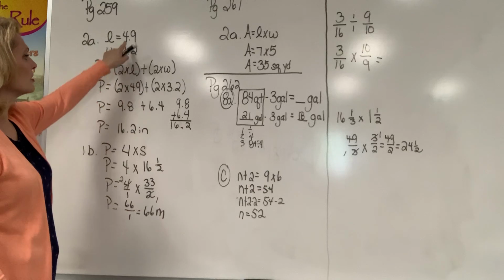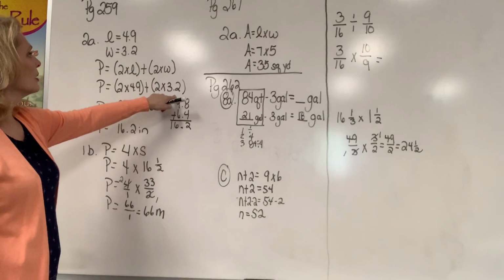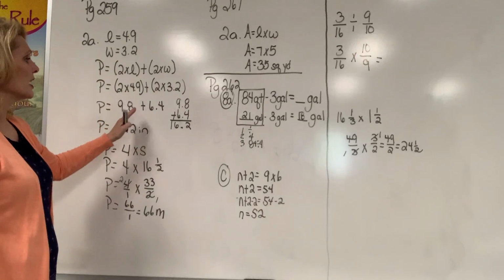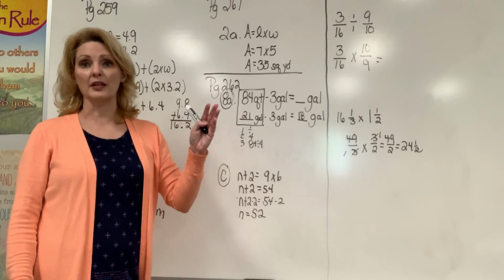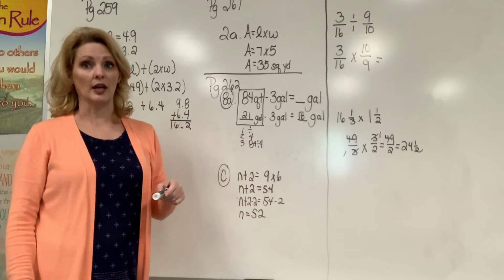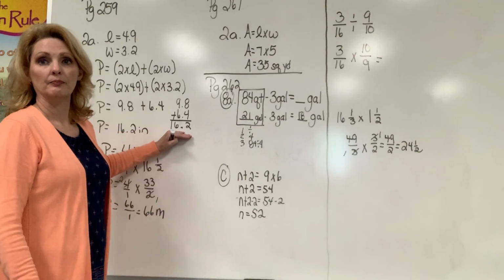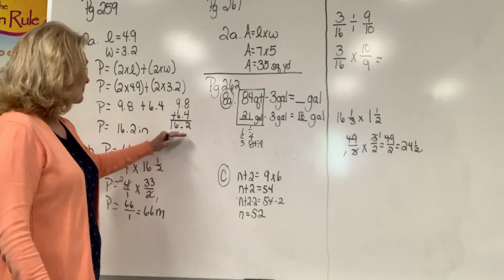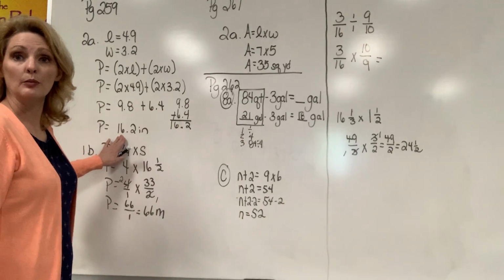Wherever the L is, the 4.9 goes there. Where the W is located, the width, put your 3.2 there. Multiply it first and then add it up. Now, make sure whenever you are adding up these numbers, make sure your decimals line up, because whenever you end up with your answer, you want to make sure your decimal is in the correct place. Okay? So your answer to 2A then would be 16.2 inches.